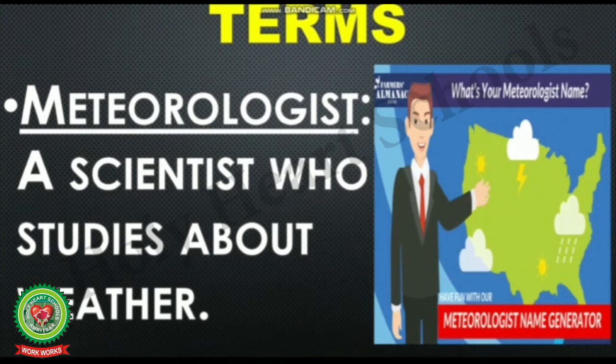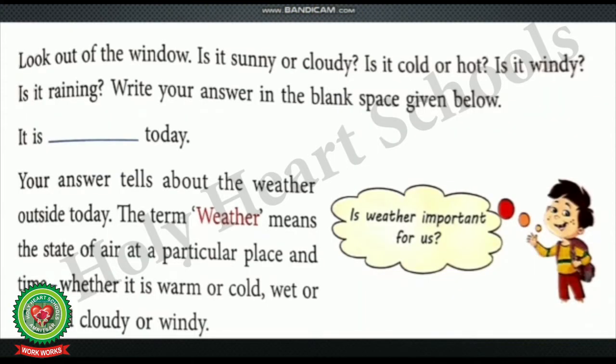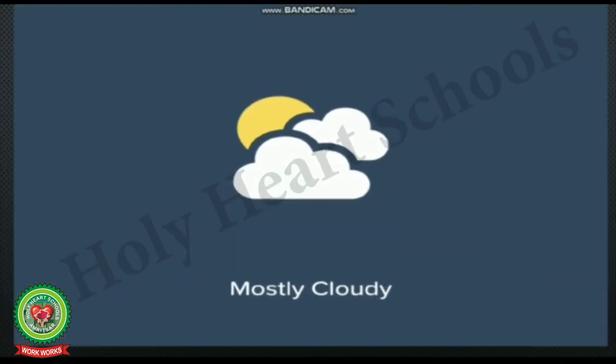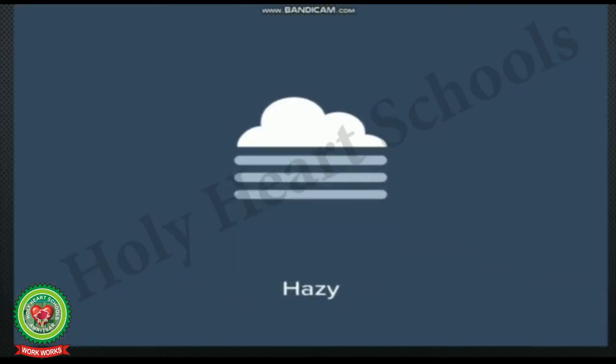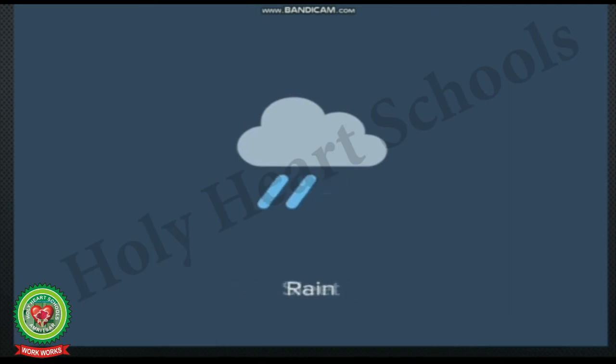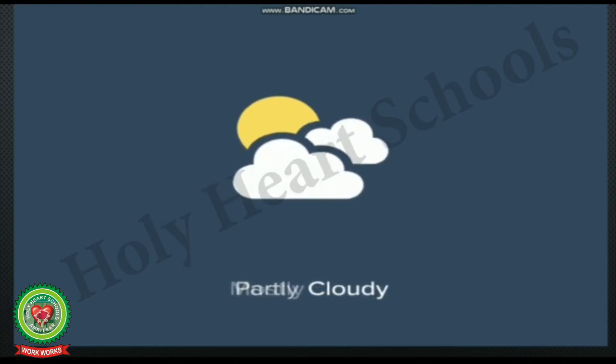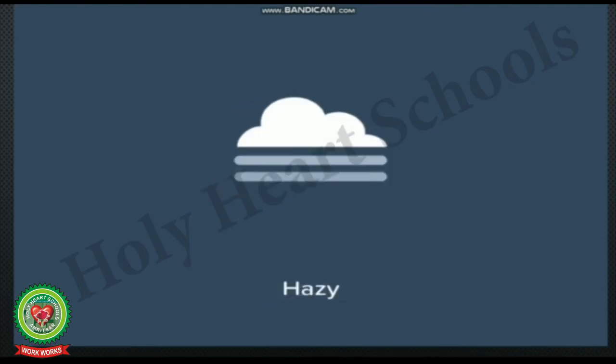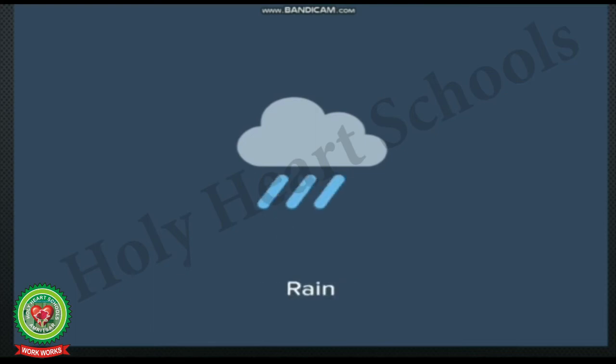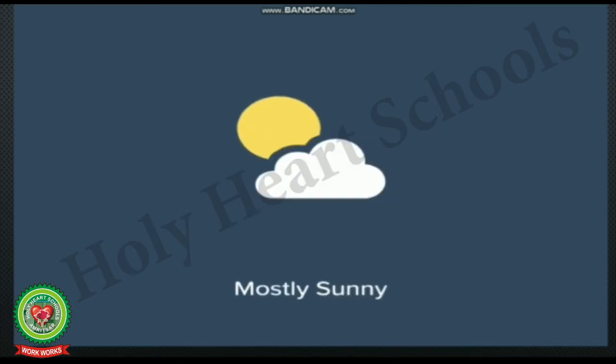Now let's start reading. Look out the window. Is it sunny or cloudy? Is it cold or hot? Is it windy? Is it raining? Students, write your answer in the blank space given below. It is dash today. Like today is a hot day, so I will write it here. It is a hot day. And you have to write your own wish.